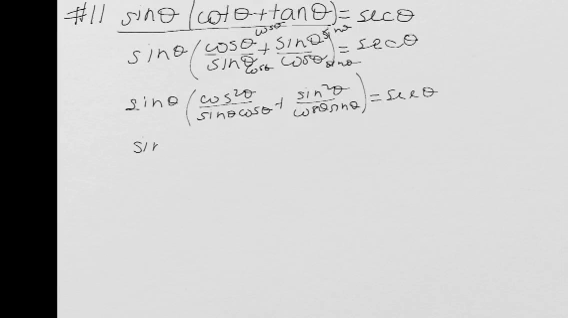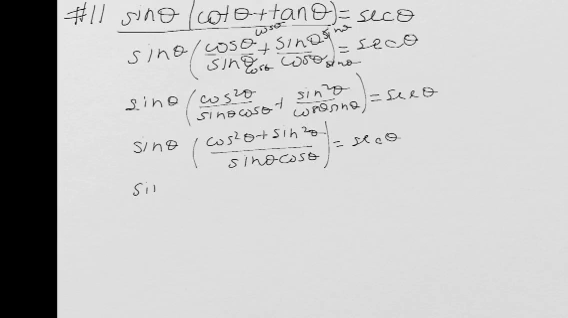So then I can actually add that fraction and get cosine squared theta plus sine squared theta over sine theta cosine theta equals secant theta. And then I can use the Pythagorean identity to substitute in 1 for cosine squared theta plus sine squared theta, because I know that cosine squared theta plus sine squared theta equals 1 from my resources. Still over sine theta cosine theta equals secant theta.